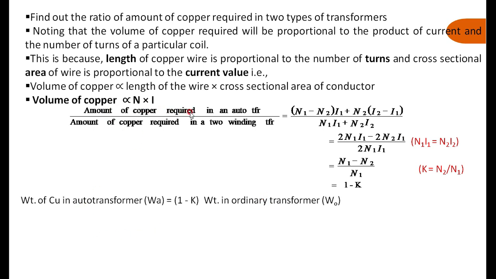Then the weight of copper required in the auto transformer, which I am representing by WA, is equal to 1 minus K times the amount of copper required in the two winding transformer. Just make use of this formula, that is the ratio. So the amount of copper required in the auto transformer is 1 minus K times the amount of copper required in the two winding transformer. Representing the weight in the ordinary transformer by W0, WA is equal to 1 minus K times W0.